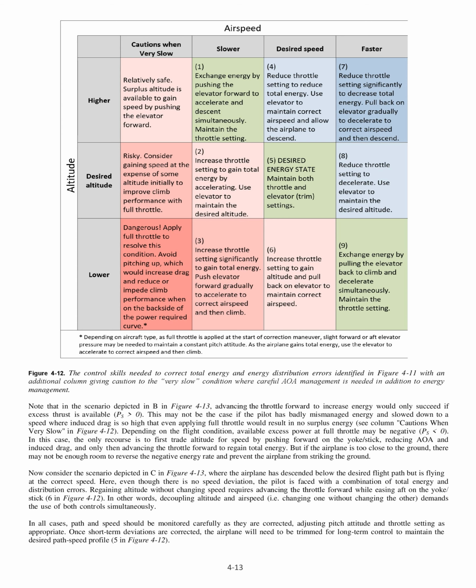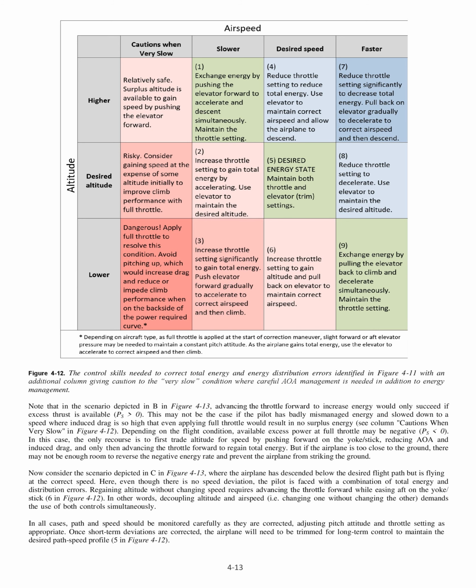Note that in the scenario depicted in B in Figure 4.13, advancing the throttle forward to increase energy would only succeed if excess thrust is available, Ps greater than 0. This may not be the case if the pilot has badly mismanaged energy and slowed down to a speed where induced drag is so high that even applying full throttle would result in no surplus energy. See the caution when very slow in Figure 4.12.